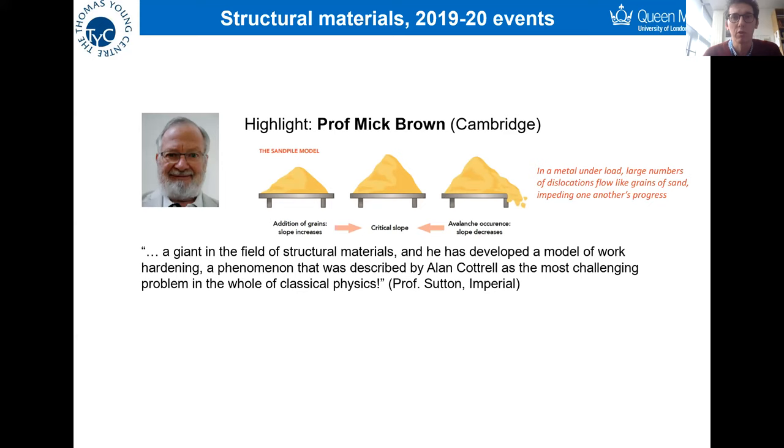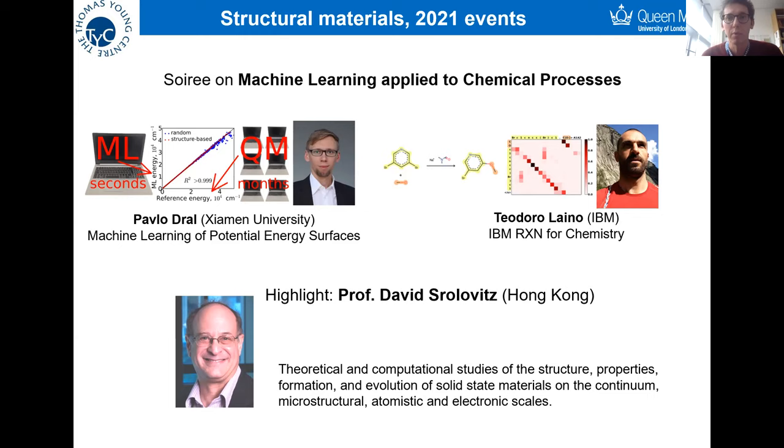So what have we planned for next year? We have several activities. We will have a soiree on machine learning applied to chemical processes, and for this we will have two speakers. One is Pavlo de Vral from Xiamen University, who will talk about machine learning of potential energy surfaces. We will also have a speaker from industry, from IBM, Teodoro Laino, who will talk about the development of novel tools where artificial intelligence is applied to predict chemical processes.